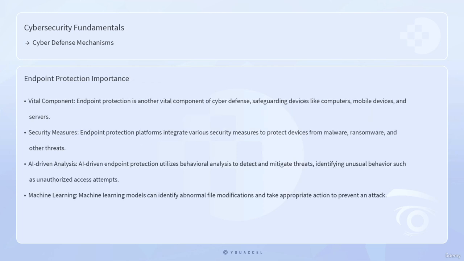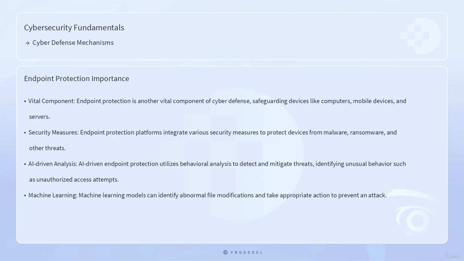Endpoint protection is another vital component of cyber defense. Endpoints such as computers, mobile devices, and servers are often targets for cyber attacks. Endpoint protection platforms integrate various security measures to safeguard these devices from malware, ransomware, and other threats. Traditional EPP solutions rely on signature-based detection, which can be bypassed by sophisticated malware.